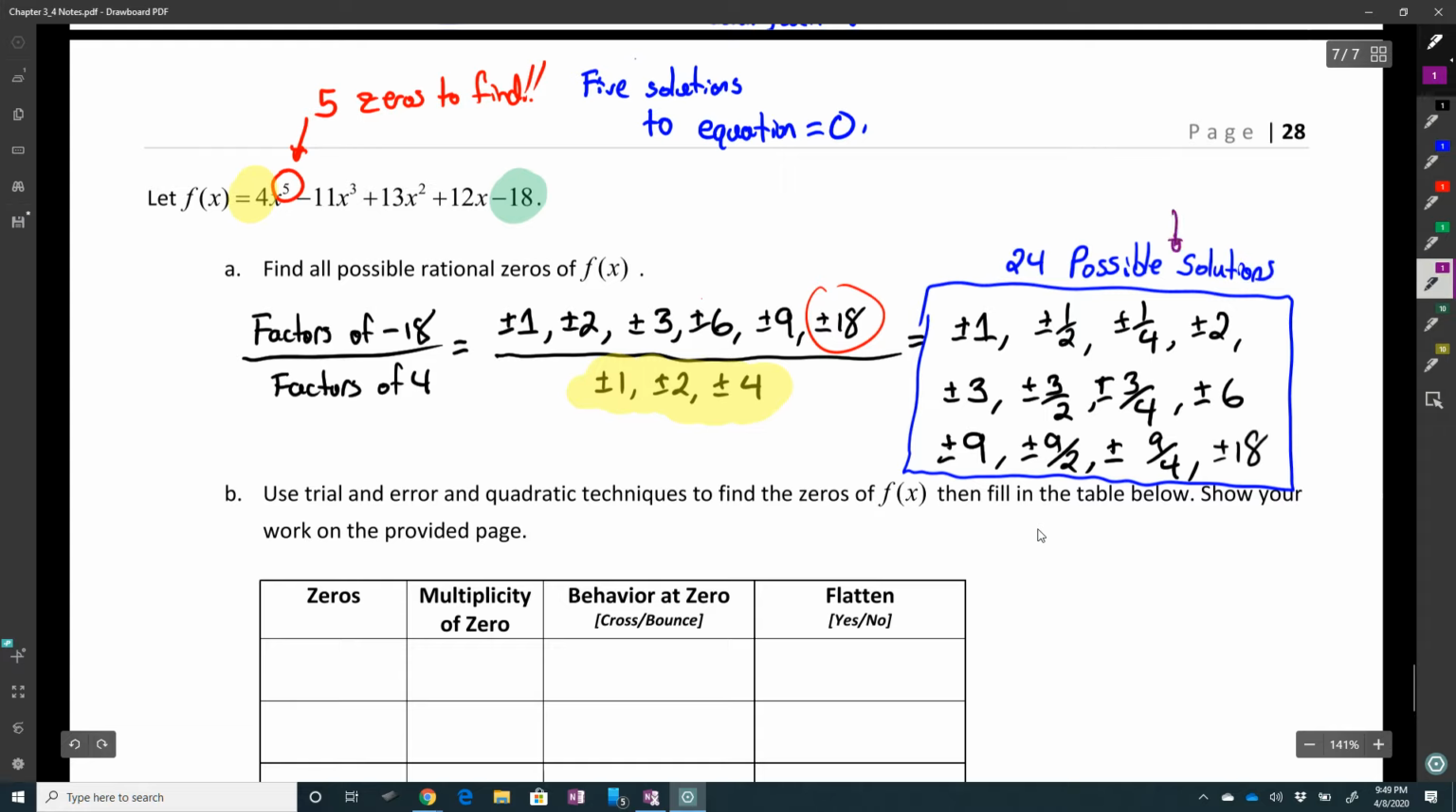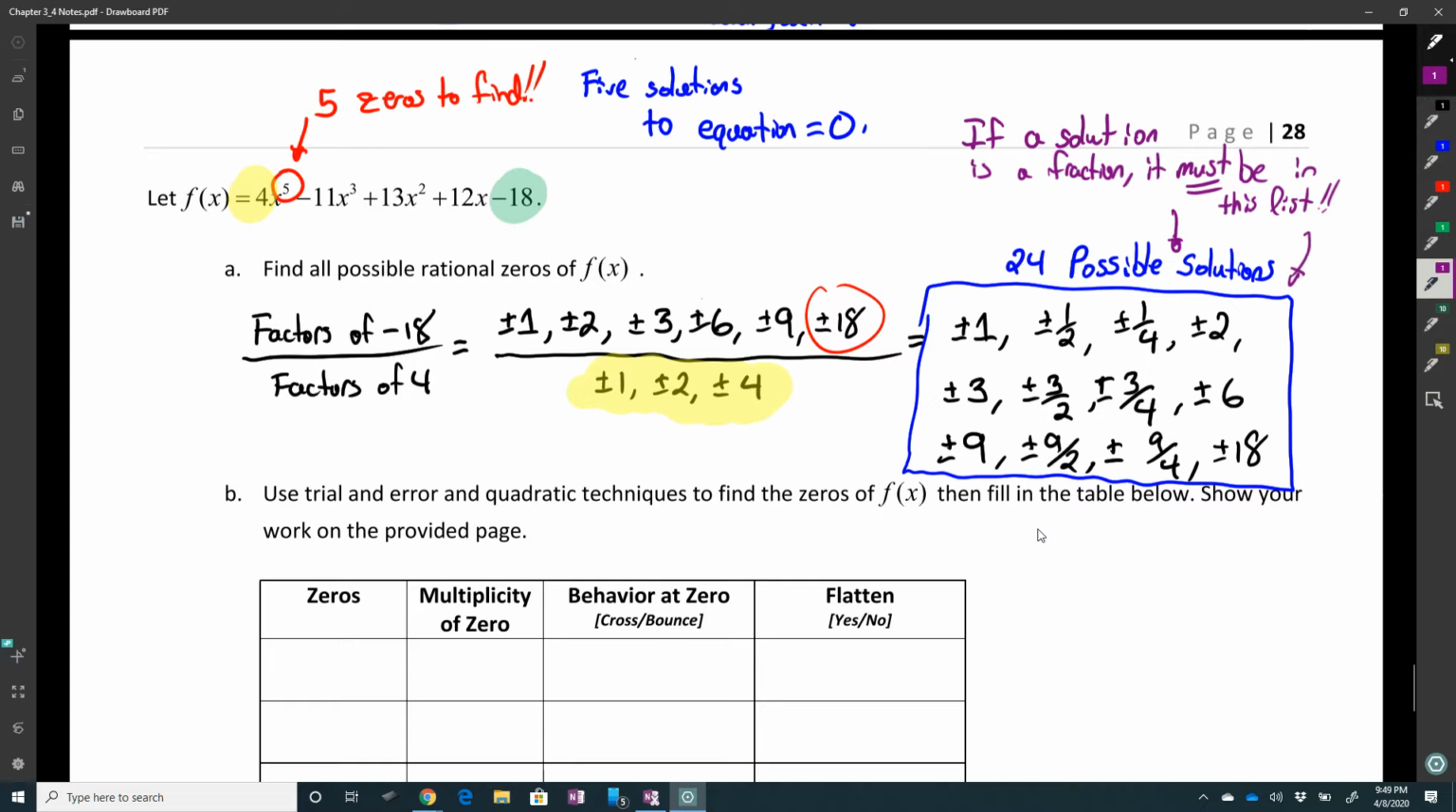Now, what we mean by that is if the answer is a fraction, and remember whole numbers like 1, 2, and 3 are fractions. If a solution is a fraction, it must be in that list. Right? And usually for this class, all of them but 2 are going to be in that list. The last 2, they might be in there, but if they're not, that means that you have to use the quadratic formula to figure out the last 2 answers.